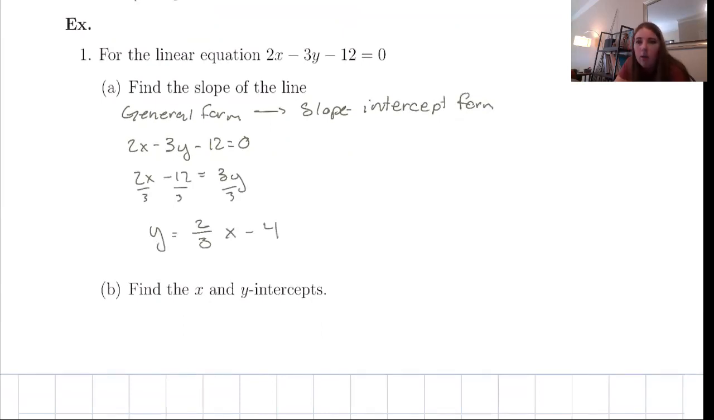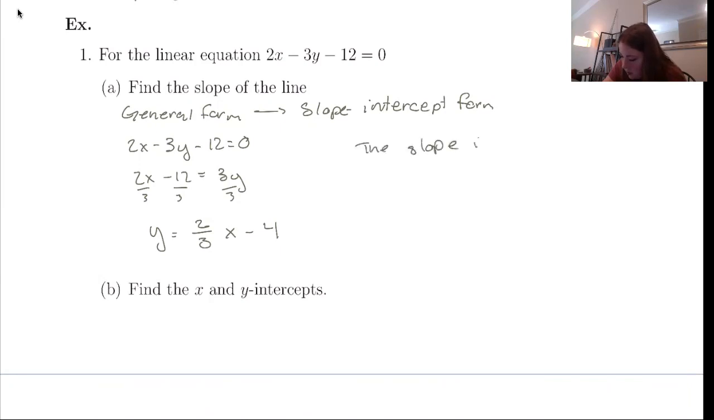All right. So we got it into y equals. So we made it into slope intercept form. And that helps us out also when we're doing part B. So looking at our slope intercept form, can anyone tell me what the slope of our line is? It's 2/3. So we're going to say the slope is 2/3, right? And that's it.